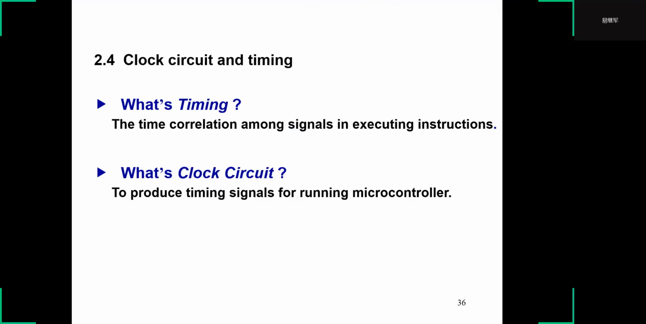Next, clock circuit and timing. What's the timing? The time coordination among signals in executing instructions. What's a clock circuit? It produces a timing signal for running a microcontroller.